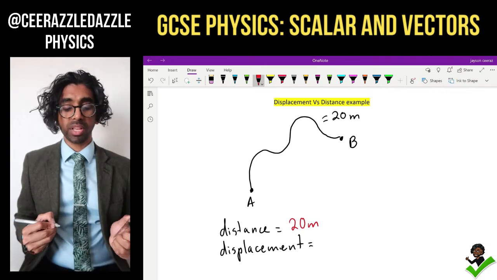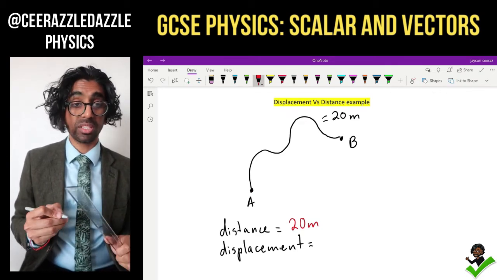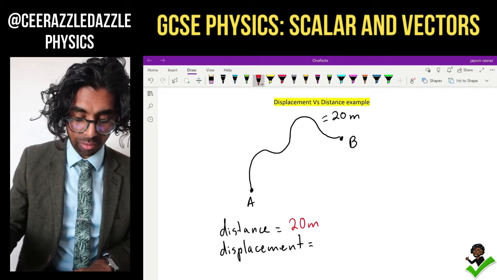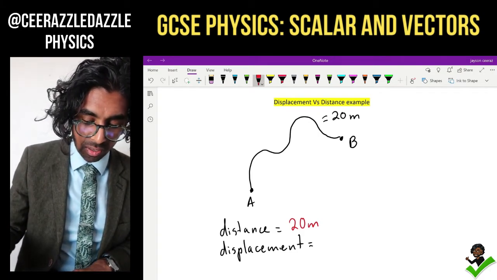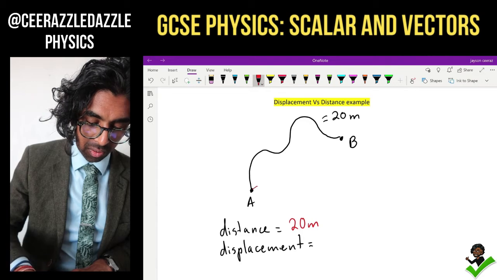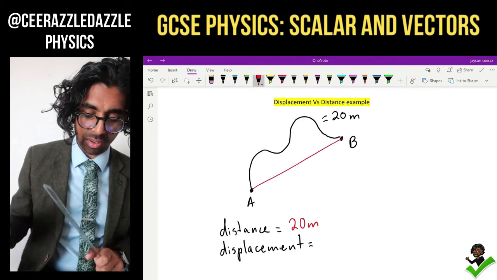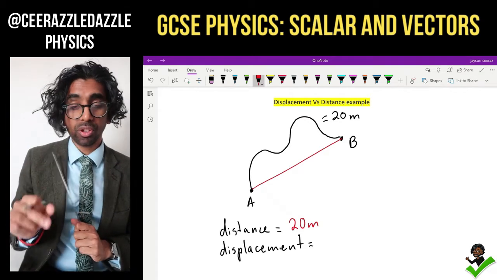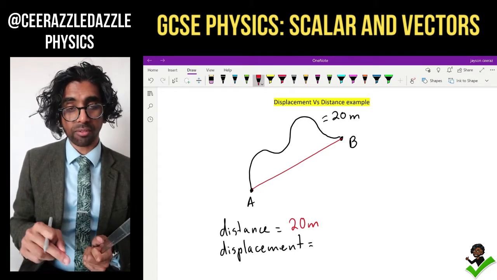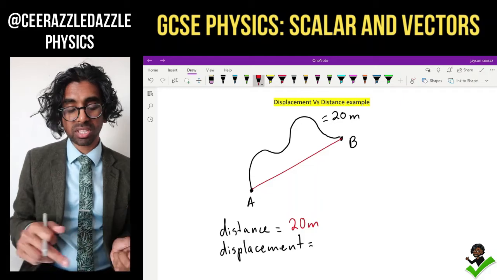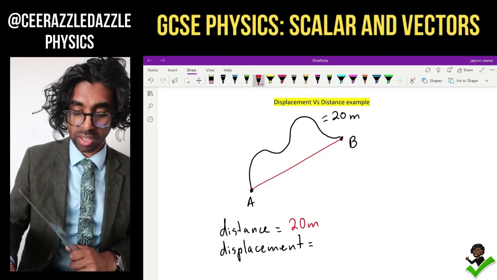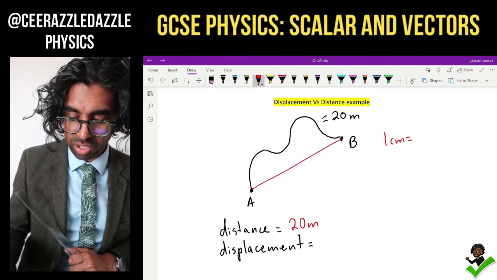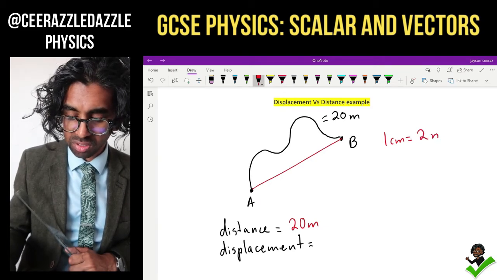But what about the displacement? To work out the displacement from A to B, I simply take a ruler and draw one complete line from A to B. There we go, one straight line. But how much is that worth? Well, you need to use a scale to work out the value of that displacement. So we're missing the value of the scale in this question here. So let's say I've got 1 centimeter represents 2 meters.